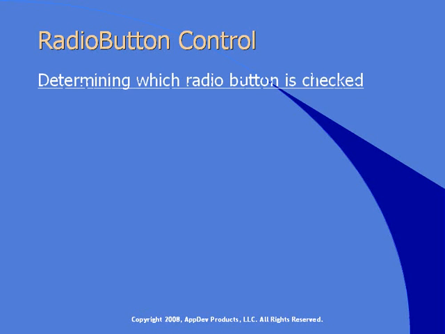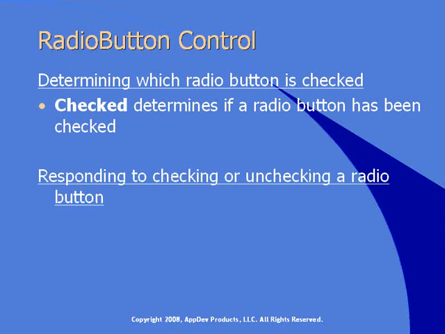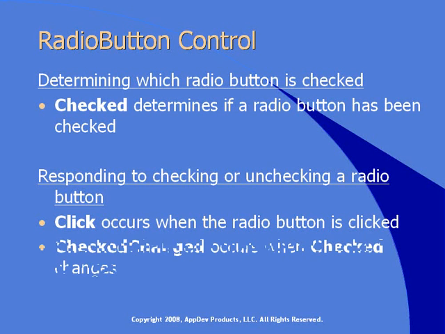Well, you'll need to know which radio button is checked, and for that you can use the checked property. So if you have a number of radio buttons in a group, then you can just for each one query the checked property, and that tells you if that radio button's been checked. You can also respond to the checking or unchecking of a radio button the same way you do with a checkbox. The click event occurs when the radio button is clicked, and the checked changed event occurs when the state of checked has changed.